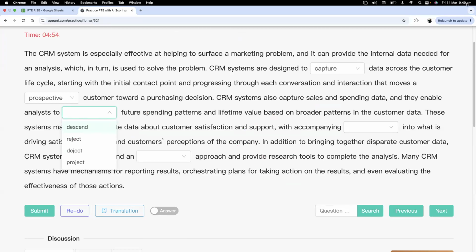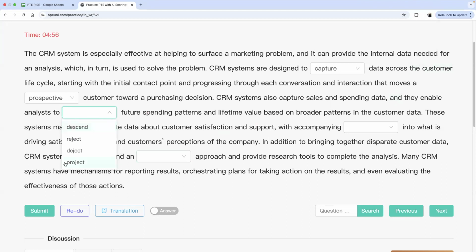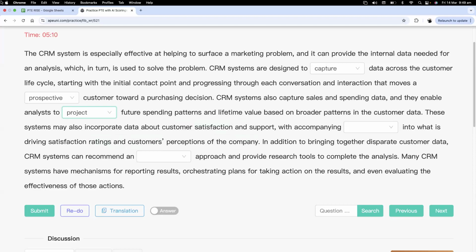You can write that meaning if you want. Project doesn't only mean the item you are working on, it's basically a process. So this is called odd one out. Understood? Systems may also incorporate data. What do you mean by incorporate? To include, to put in. Data about customer satisfaction and support with accompanying dash into.